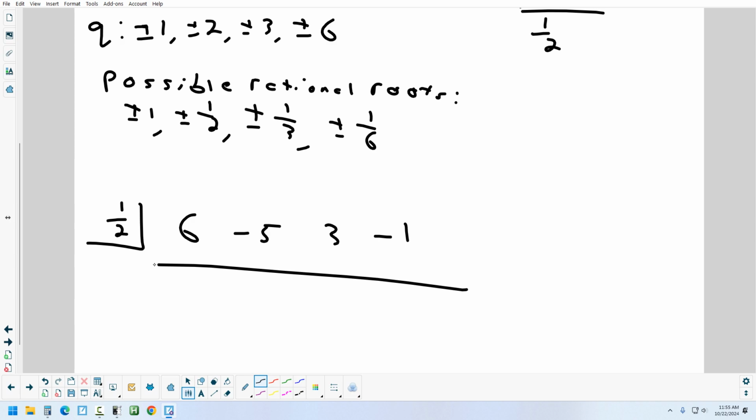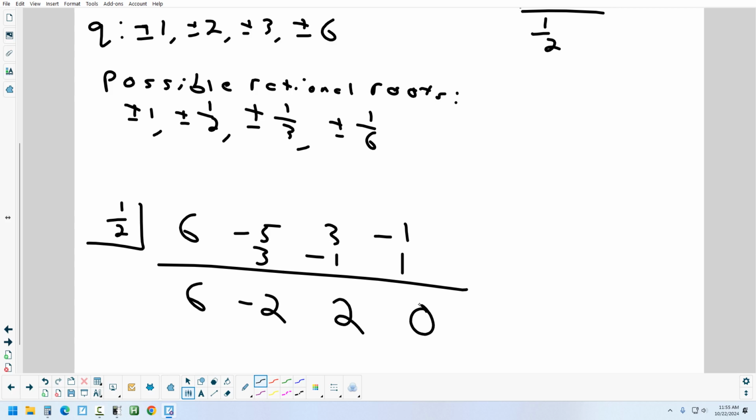Okay, first step. 6, half of 6, 3. 3. Add that up, negative 2. Half of negative 2, negative 1. Add that up, 2. And then half of 2, 1. And add that up, 0. We already knew that. We already knew we were going to get a remainder of 0.